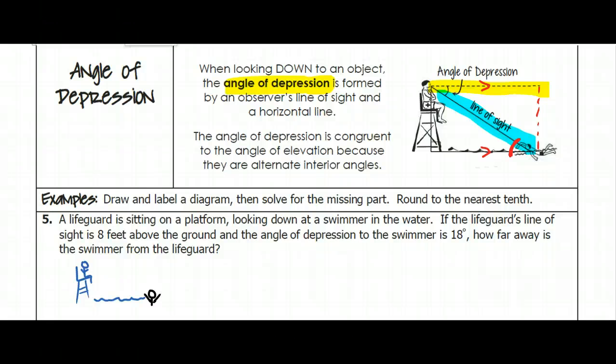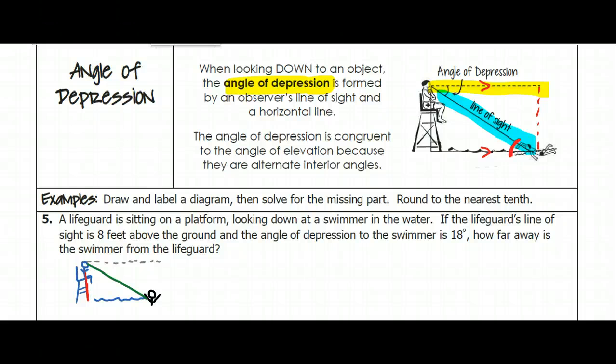Okay, now we have a couple options here. So what I usually like to do, we need to connect that line of sight because we have the height here already. We have the distance with the water. I like to connect the line of sight from the lifeguard down there to make that triangle. But the angle of depression that we're talking about uses the horizontal distance up here, so we'll deal with that.